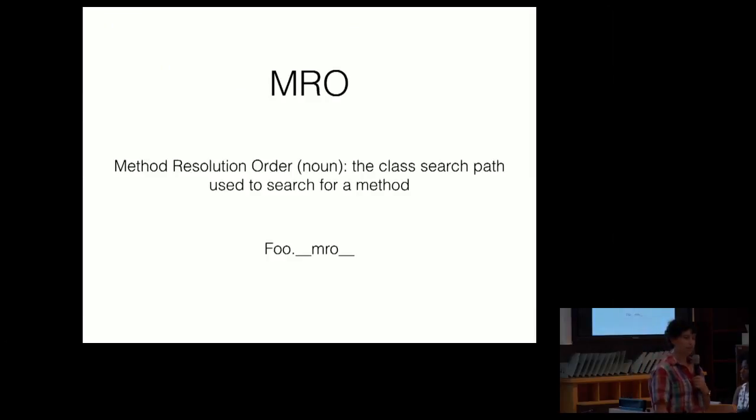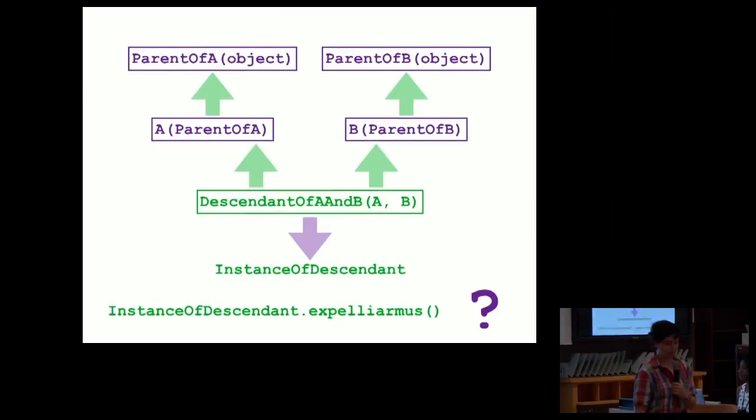In Python, classes have a class attribute called dunder MRO that will just tell you what it thinks the MRO is for that class. So that's cool. Every programming language has a set of rules for determining the MRO for a class. So Python does left to right depth first.